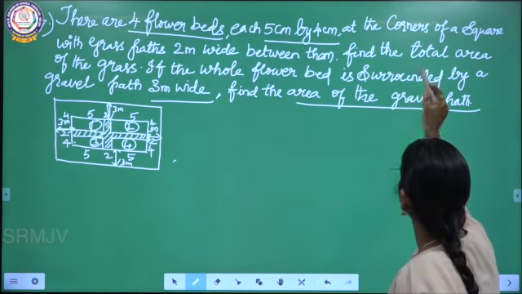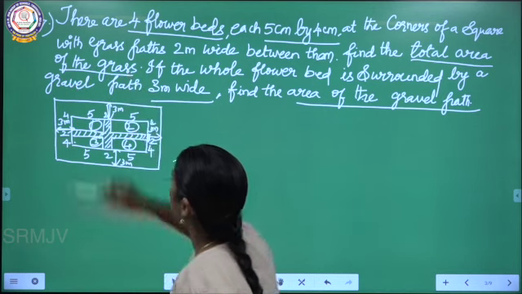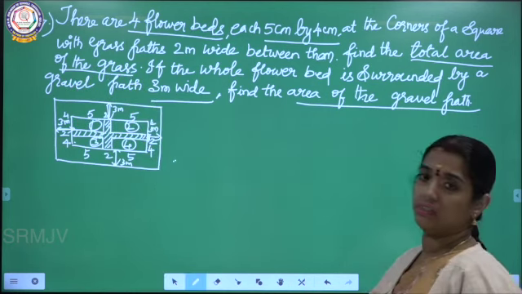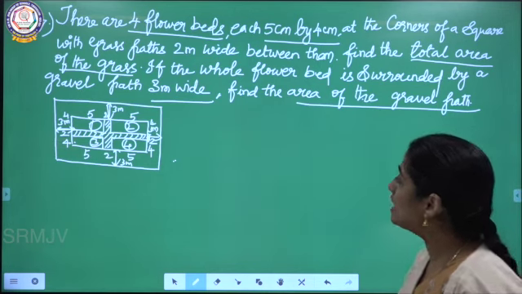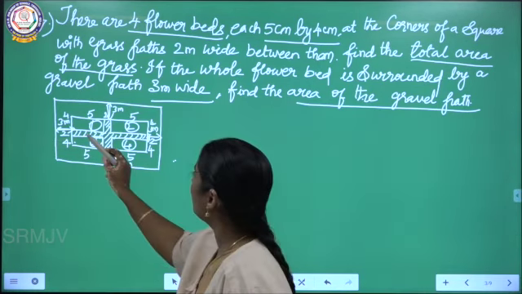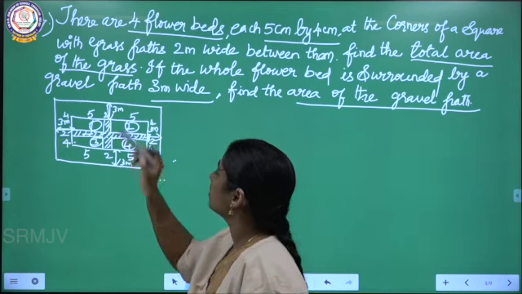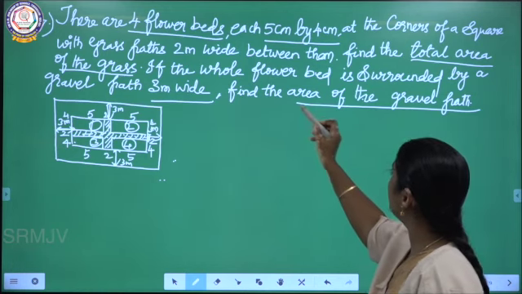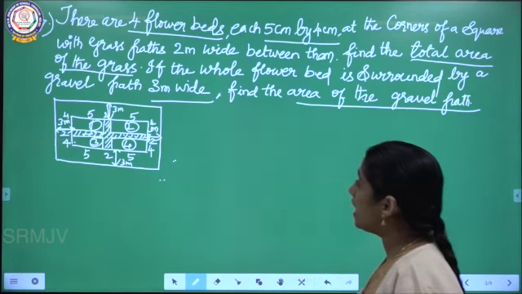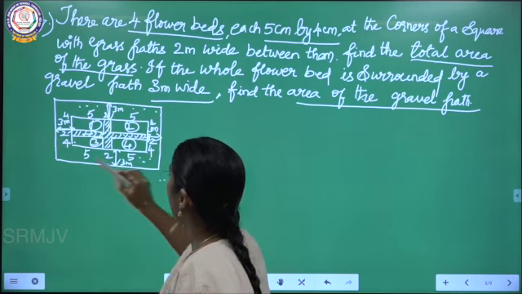First step, I am going to find out the area of the grass path. So this is my area of the grass path. And second step, I am going to find out the area of the gravel path. So this is your area of the gravel path.